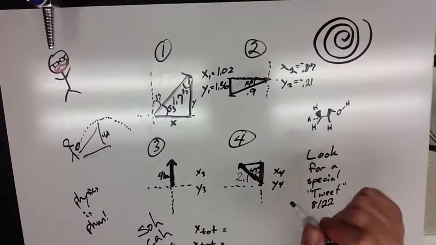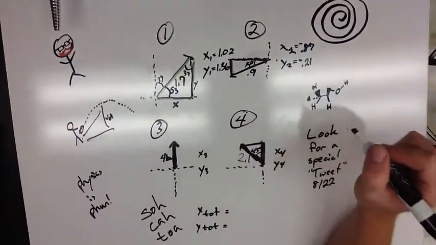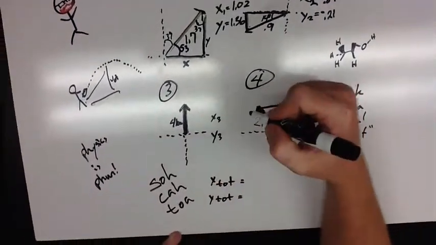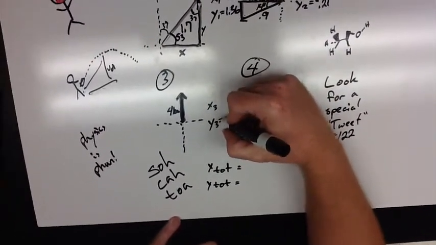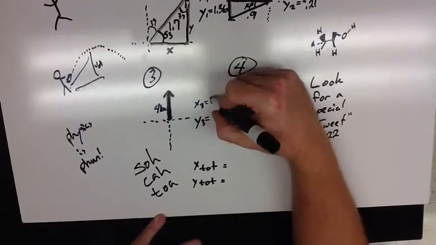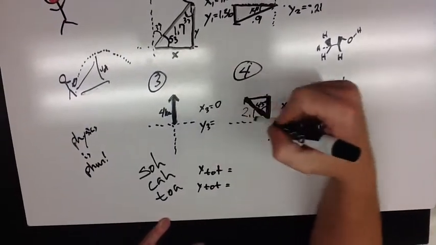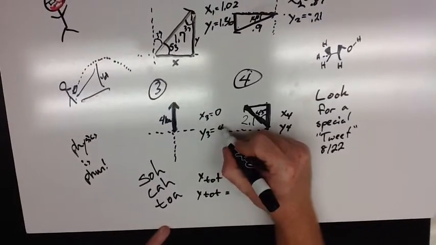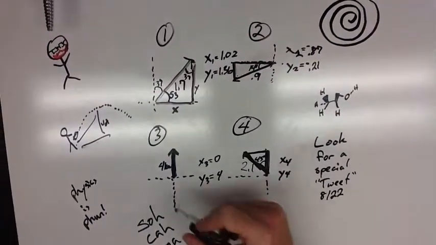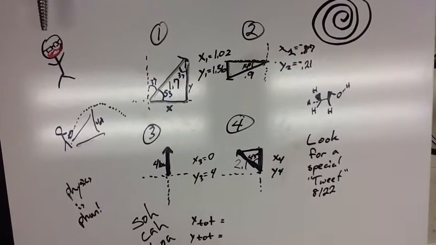All right, the third one. The third one is super easy. These are great. These are the ones I look forward to, because when I look at that, all I have is a y. My x is 0 because it's not going in the x direction, and my y is going to be 4. So just exactly what I have. It's going in the positive direction, so I just leave it as a positive 4.